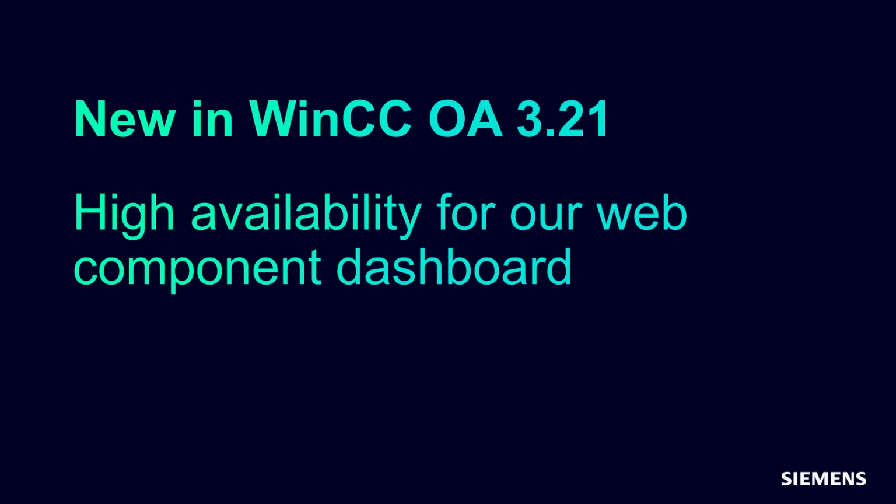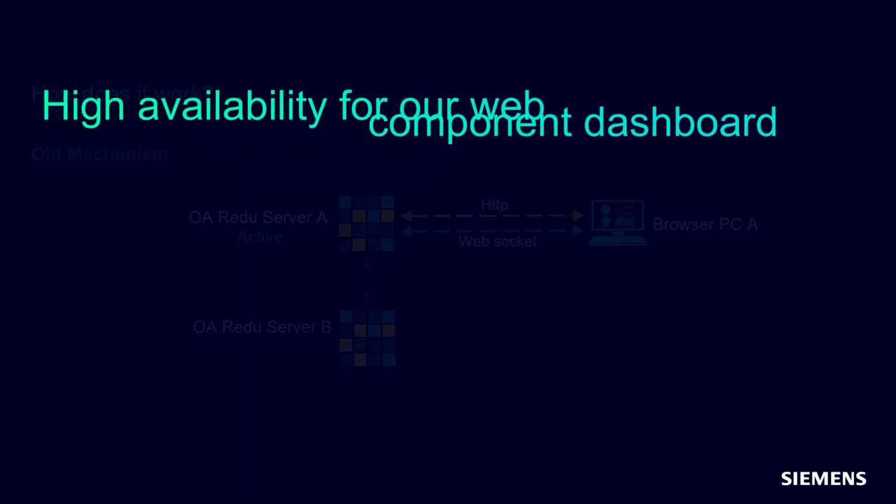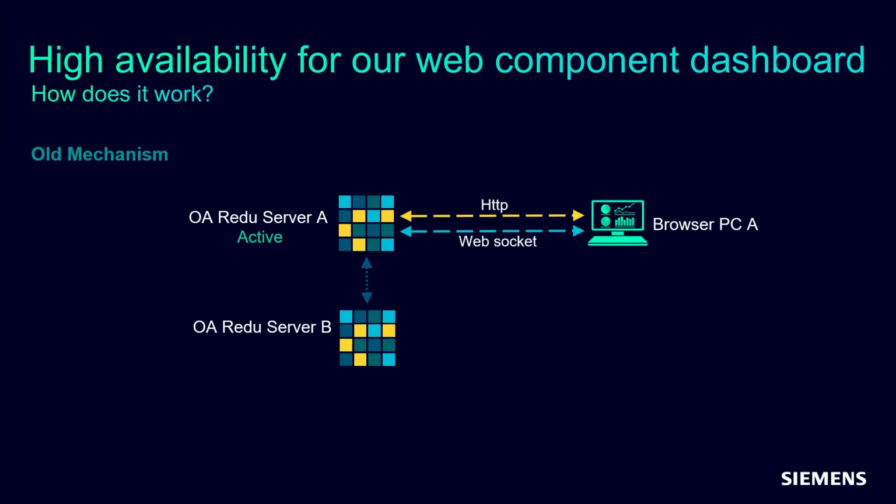Finally, I want to share one of the last features in the dashboard. In 3.21, there will be a new feature, which we call high availability for our web component dashboard. Let me explain what this feature is about. So in the Angular dashboard, or in the old mechanism, whatever you call it, let's imagine you have a redundant system. You have a redundant server A and B. A would be active in this scenario, and you have a browser connected to this redundant system. This browser is connected via HTTP and a WebSocket, and it shows the dashboard.